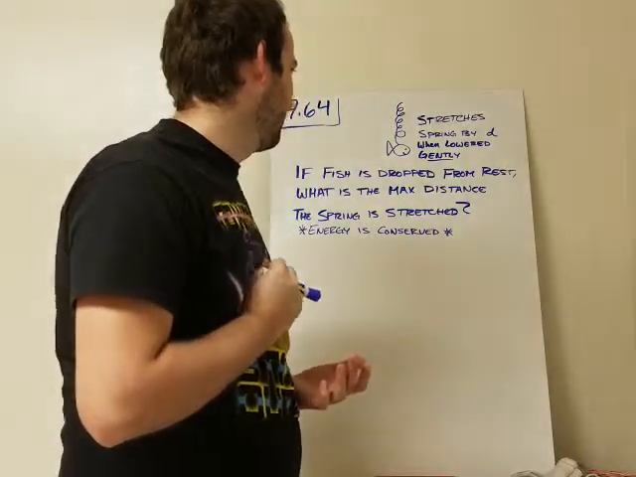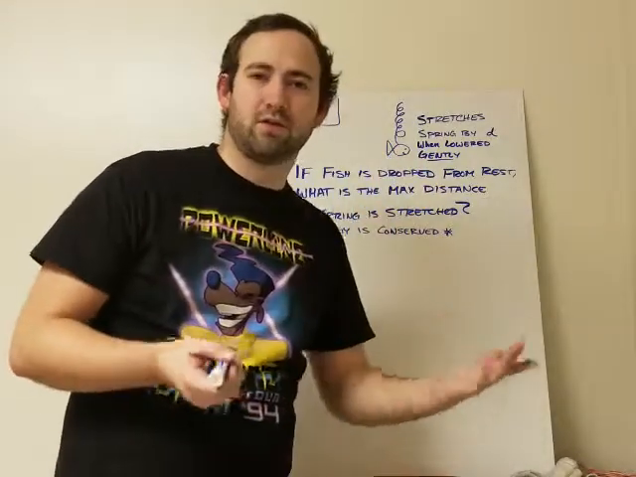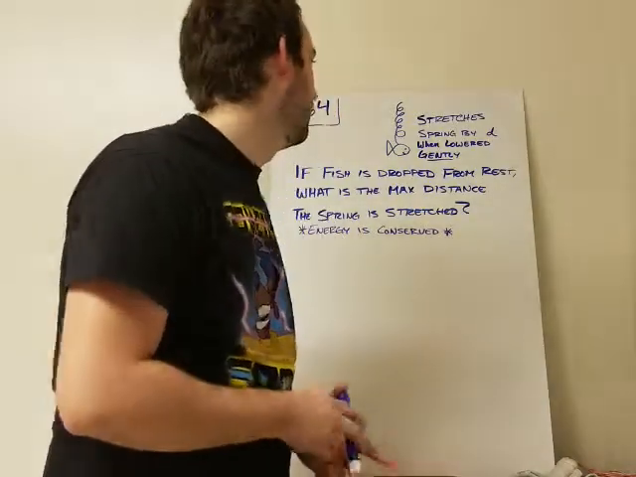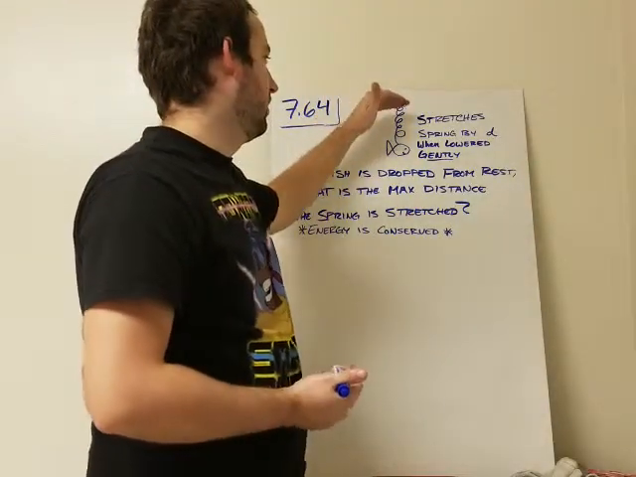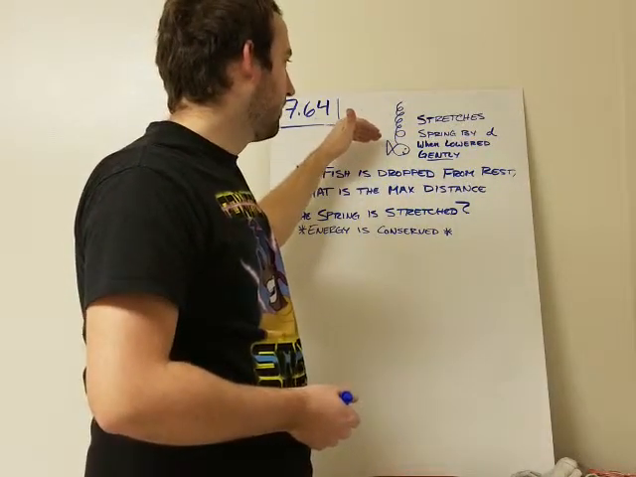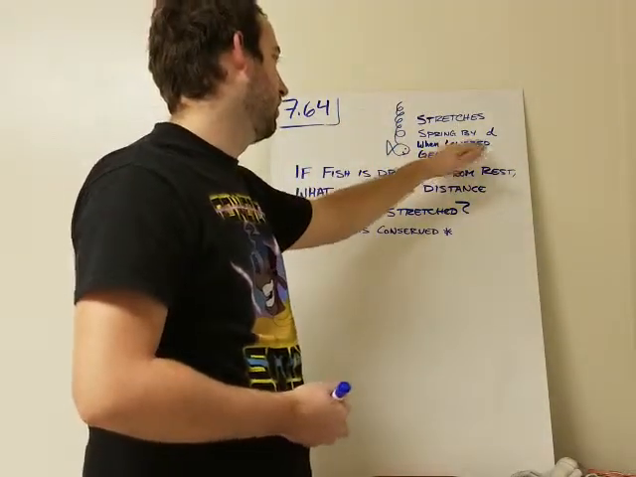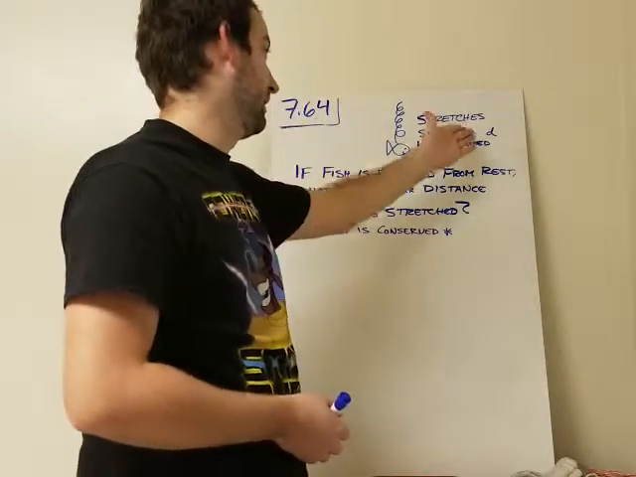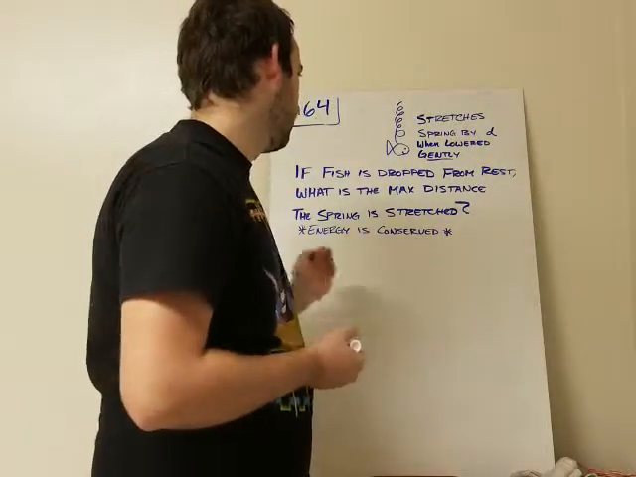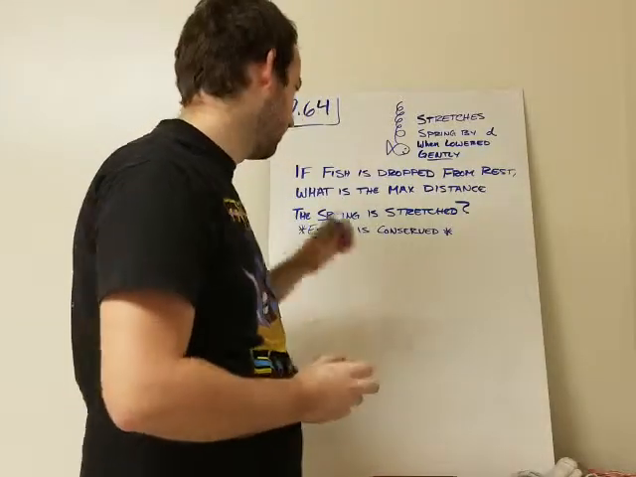So this question is really weird. It says there's a fish on a spring. I don't know what a fish is doing on a spring, but it is. And it says when the fish is lowered very gently, so not dropped, but just lowered gently, the spring stretches by D, we'll say. It wants to know, if the fish is dropped from rest, what is the max distance the spring is stretched? So from this, we know energy is conserved.